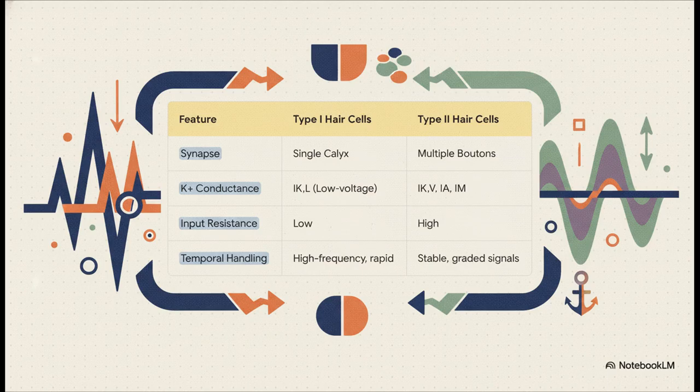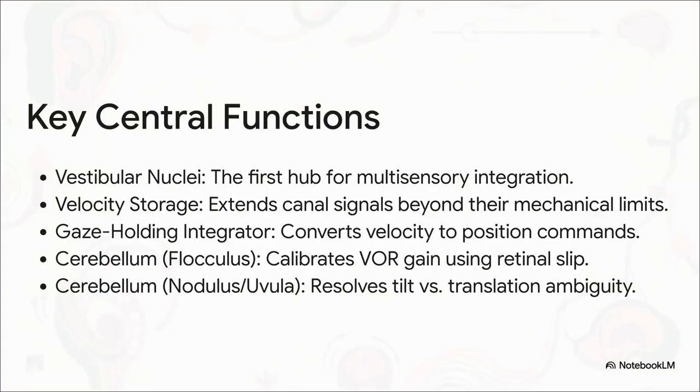Now, type 2 cells are the opposite. They're built for stability. They're feeding the brain steady, graded signals for posture. This whole duality, this speed versus stability thing, is a fundamental design principle of the entire system. It's brilliant. Okay, moving on up to the central processors, the brainstem and the cerebellum.